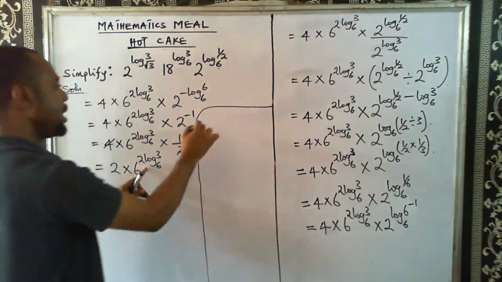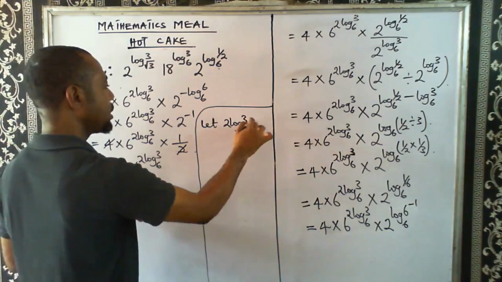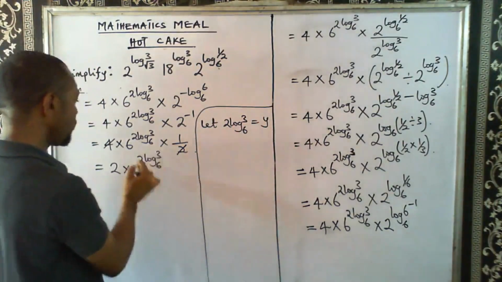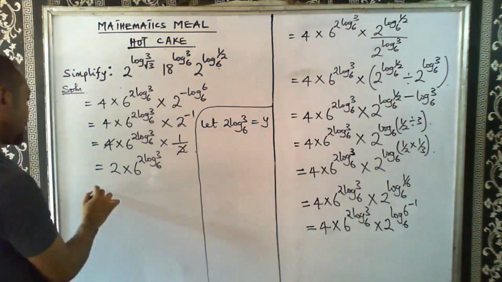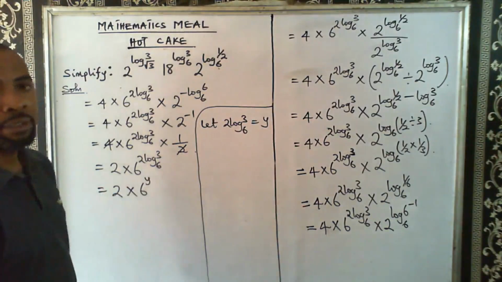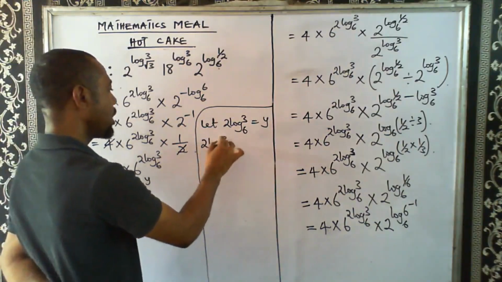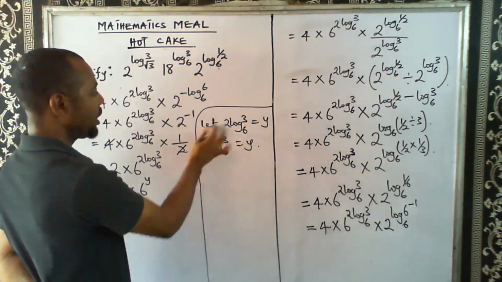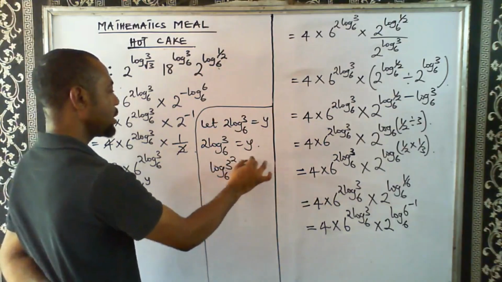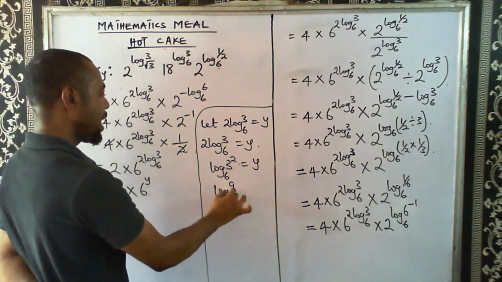I can say, let 2 log 3 base 6 be y. If this is y, then the whole of this is y. So I can write it as 2 times 6 raised to power y. Let me see if I can simplify this. So 2 log 3 base 6 is equal to y. If I take this 2, I'll have log 3 raised to power 2 in base 6 is equal to y. 3 raised to power 2 is 9, so log 9 in base 6 is equal to y.